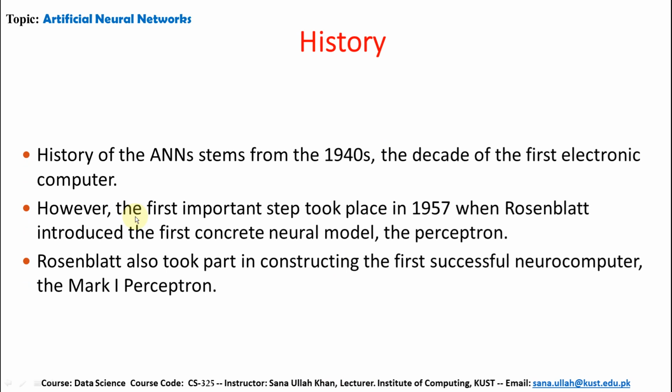of an artificial neural network stems from the 1940s, the decade of the first electronic computer. However, the first important step took place in 1957 when Rosenblatt introduced the first concrete neural model, the perceptron. Rosenblatt also took part in constructing the first successful neurocomputer, the Mark I Perceptron.